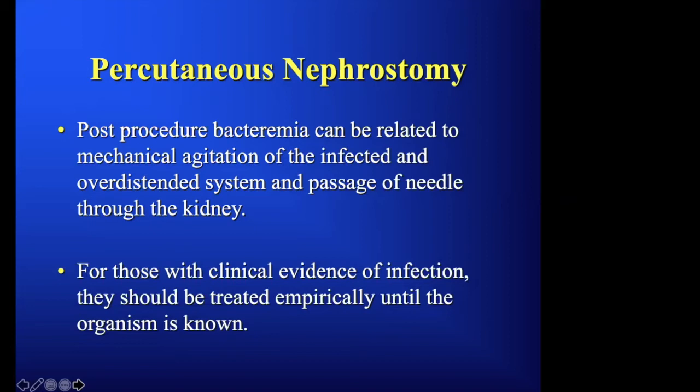That means they should come in already on antibiotics until that specific organism is known. So when you're doing a nephrostomy, then you take a urine sample, you culture it. After you find out what organism, you can counter check with what medication the patient has been on. If it's not the same medication, then you change accordingly.